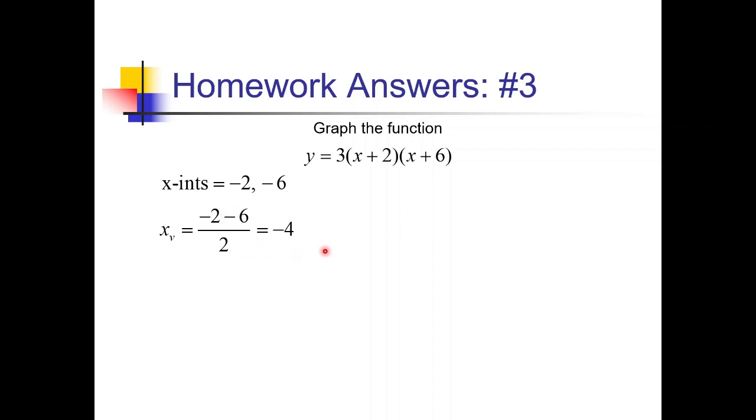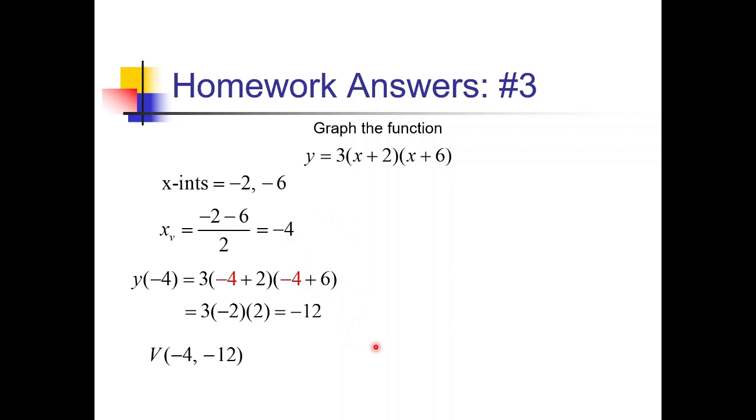And to get the y value of the vertex, because I just got the x value, I'm going to plug -4 back into this y function up here. So I have 3, and then -4 plus 2, and -4 plus 6. So that's 3 times -2, which is -6, times +2 is going to give me -12. So we have a vertex then of -4, -12.